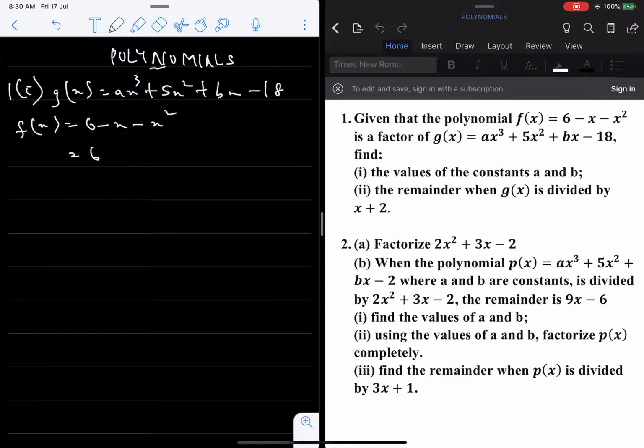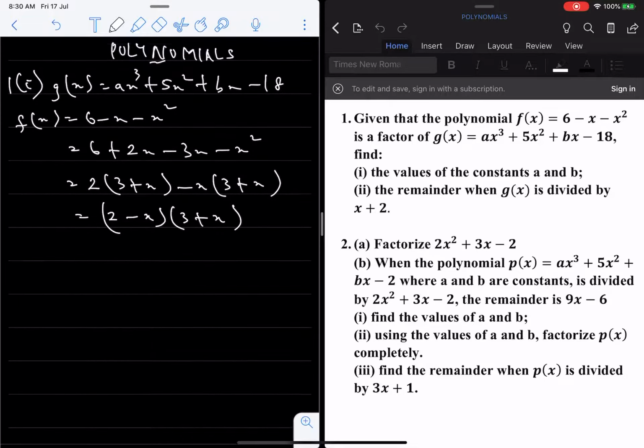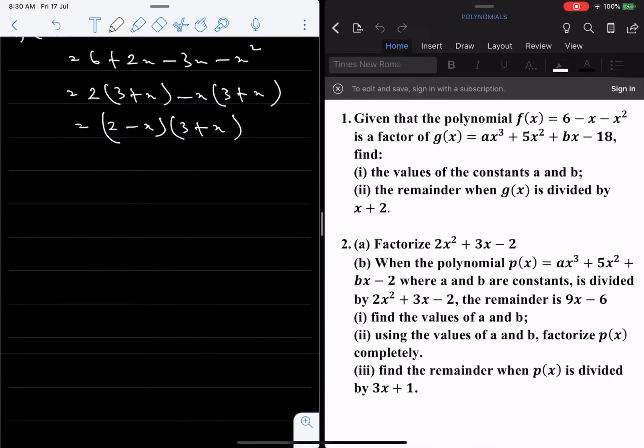6 plus 2x minus 3x minus x squared, and that's 2 into bracket 3 plus x, minus x into bracket 3 plus x, and that's 2 minus x times 3 plus x. That simply means 2 minus x and 3 plus x are also factors of g of x.